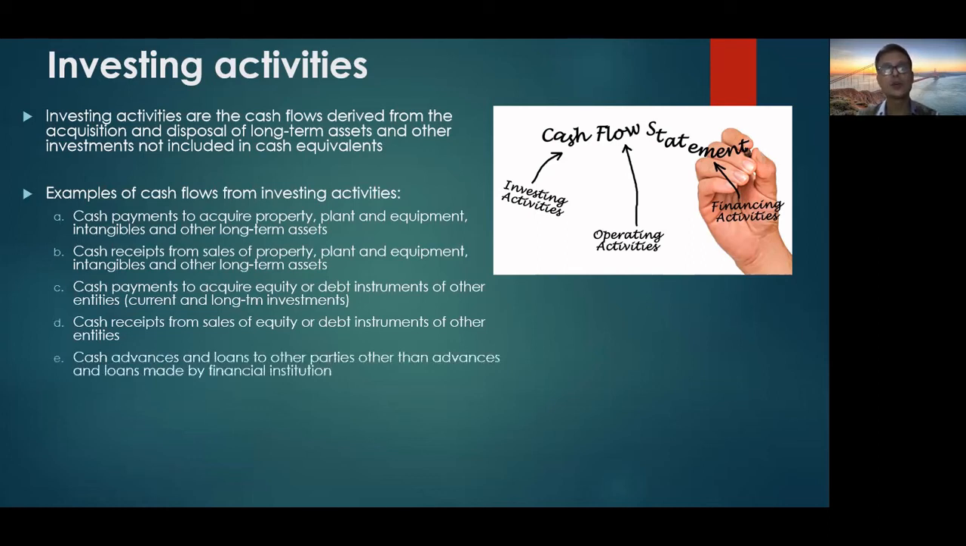Cash advances and loans to other parties, other than advances and loans made by a financial institution. So these are cash advances, and loans as well. Like we said, investing activities, those in the non-current portion. So cash receipts from repayment of advances and loans made to other parties. Okay. So these are part of investing.